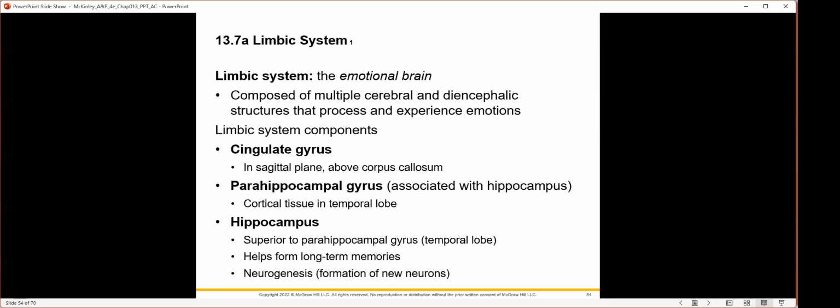Another system that we're not going to go too deep into is the limbic system, okay? This is considered your emotional brain. Anytime you think of an emotional response that is evoked from any kind of sensory stimuli, we think of the limbic system, which is found in a number of different areas. One structure I want us to focus on is the hippocampus. The hippocampus is helping us form long-term memories, and it is considered part of the limbic system.